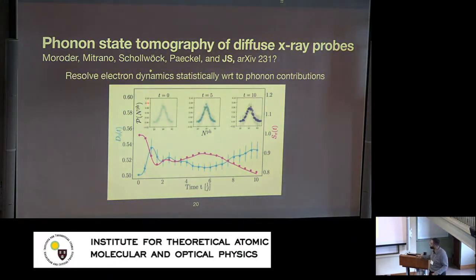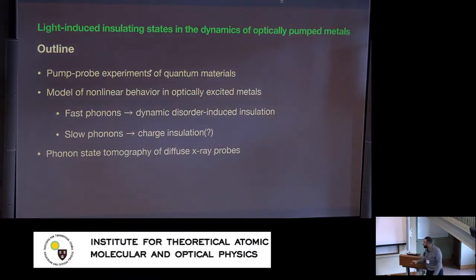Here is a simulation for a similar model, a metal that we excite, and you're seeing on the y-axis on the left in blue, the double occupancy. On the right axis is the staggered magnetization, so these are the antiferromagnetic correlations. The solid lines are exact data. These points are reconstructed with this tomography, which we get by taking the phonon density matrix and constructing these probability distributions over phonon states. So this shows that the method works.